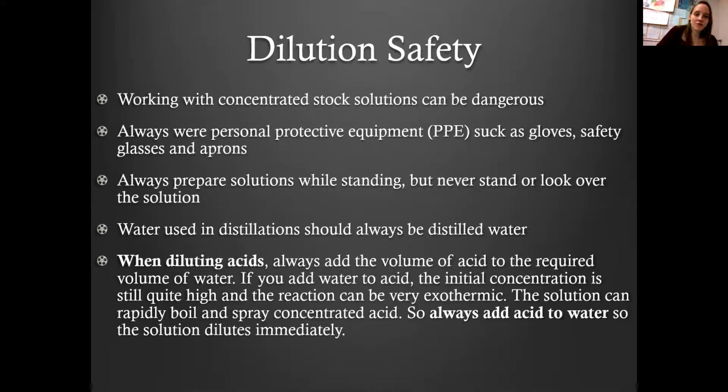You should always use distilled water, not tap water, so that there's no unpredicted reactions that are taking place between stuff dissolved in tap water and your stock solution.